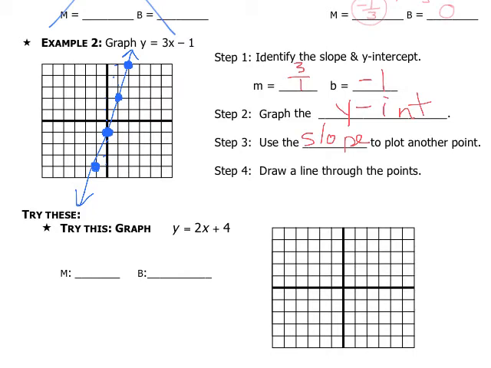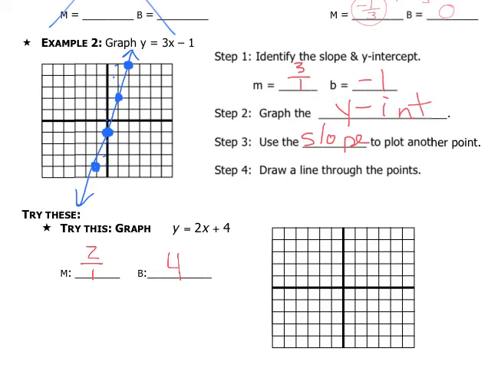All right, why don't you go ahead and do the try this at the bottom of that page together with your partners. Go ahead. Okay, so my equation is already in slope-intercept form, so I can identify m and b. So m in this case is 2, and I make that into a fraction by putting it 2 over 1. And then my b, my y-intercept is 4.